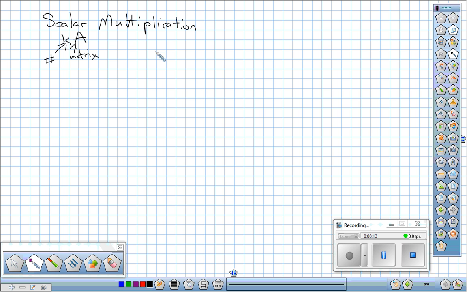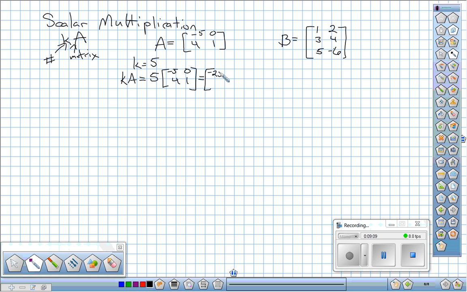If I gave you A, I will use the same one that we did in the last one, A equals negative 5, 0, 4, 1. And then I'm also going to give you just a random B: 1, 2, 3, 4, 5, negative 6, just to throw in something else. Then I might tell you K is 5, and they might tell you find KA. I'm going to write 5 in front of the matrix, negative 5, 0, 4, 1. Then I rewrite the matrix as negative 25, 0 times 5 is 0, 4 times 5 is 20, and 1 times 5 is 5. That's all scalar multiplication is.